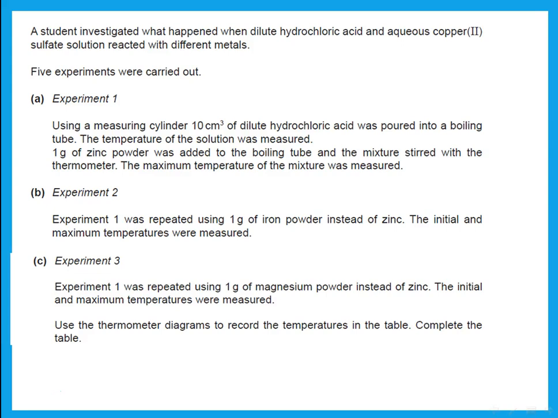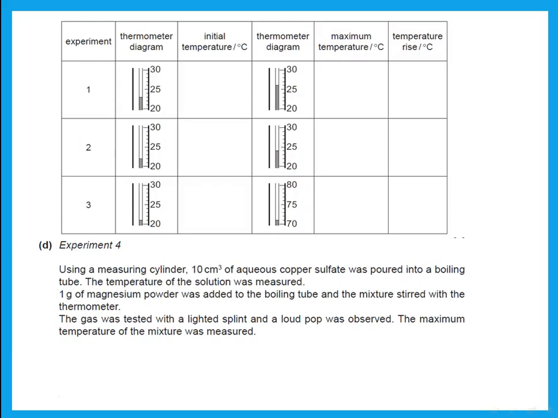Now in experiment 3, he put 1 gram of magnesium with the hydrochloric acid and measured the temperature. And he gives me temperatures: initial temperature, maximum temperature, and temperature rise. You know how to read a thermometer, right? So the initial temperature is 23 in the first one. It went up to 26, so the temperature rise is the difference between them, so that is 3 degrees centigrade.